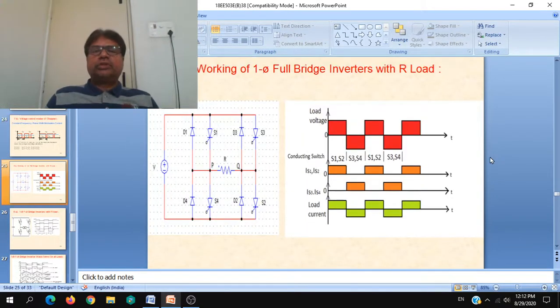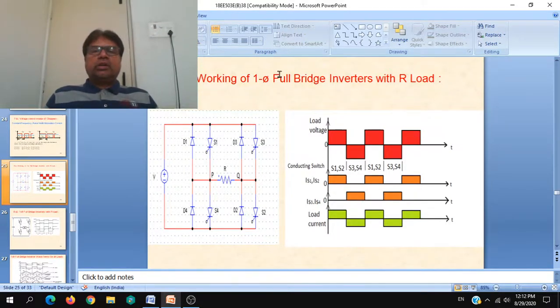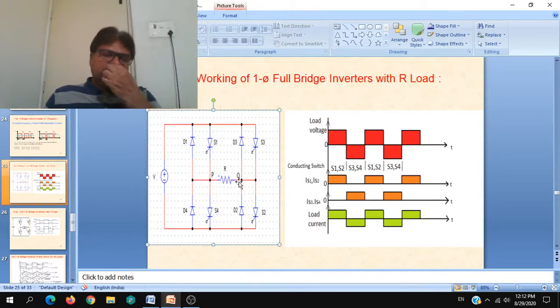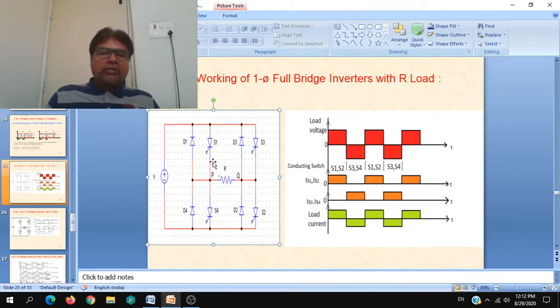So this is the 8A answer, that is the working of a single phase full bridge inverter with R load. The circuit comprises a bridge inverter with R load. Load is R. It is a full bridge circuit, comprising all four SCRs S1, S2, S3 and S4. In this circuit it is drawn with feedback diodes also.